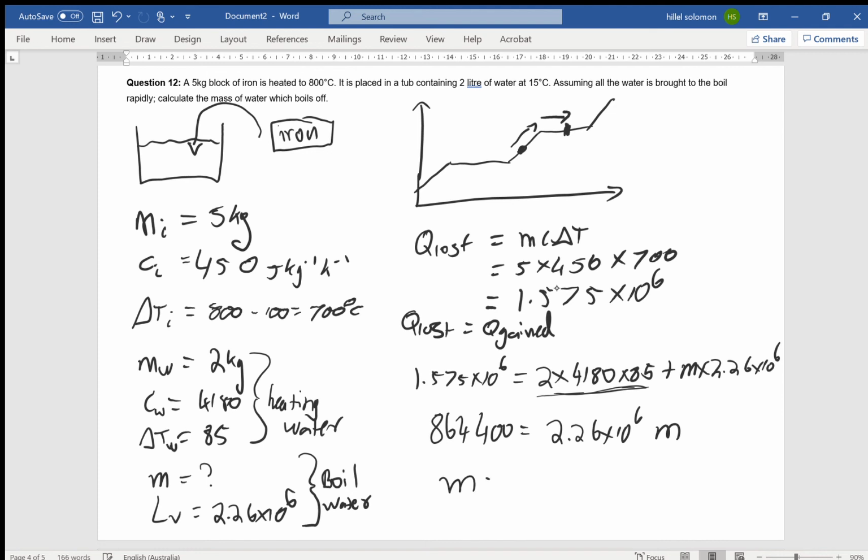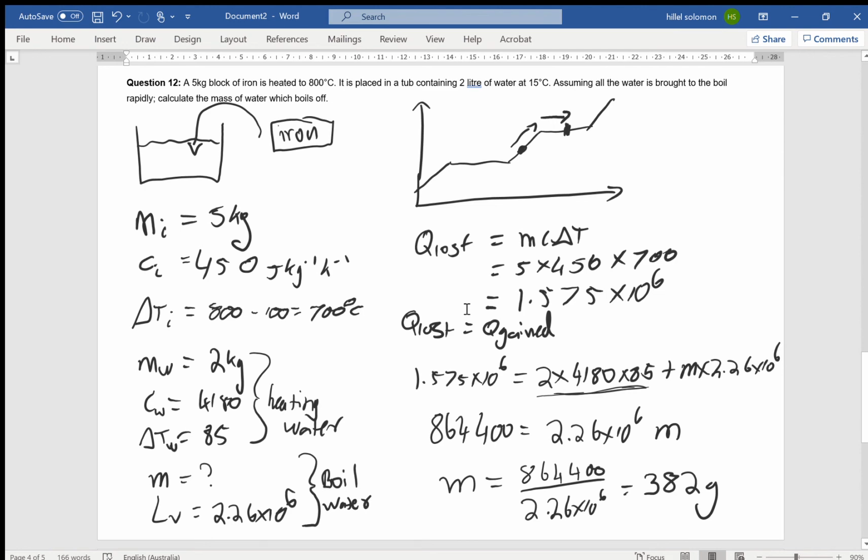Therefore, m equals 864,400 divided by 2.26 times 10 to the 6. So divided by 2.26 times 10 to the 6 gives me 0.382 kilograms, or 382 grams of water is the amount that boils away.